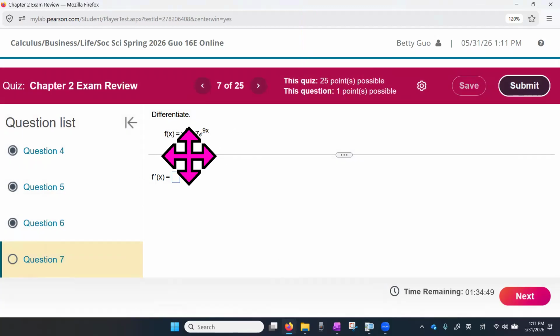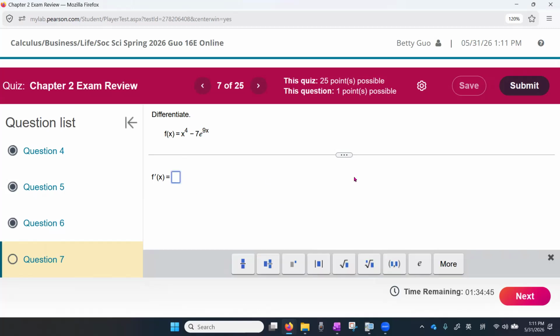Differentiate. Okay, x to the power 4 is a power function, right? So that gives the derivative of 4x to the power of 3 minus, and this is similar with earlier, right? 7 times 9, 63, e to the power 9x. Let me double check.